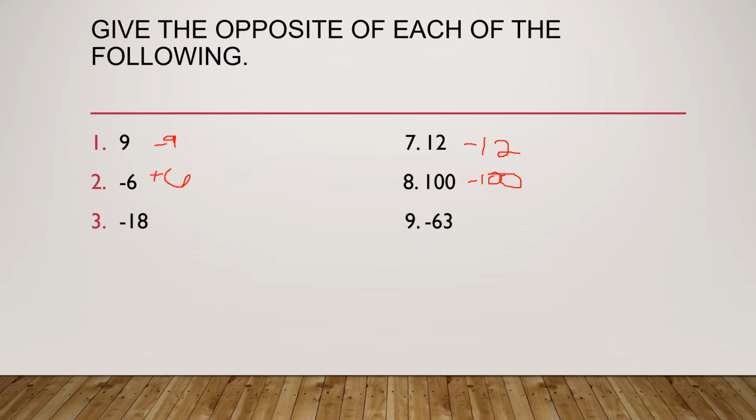The opposite of negative 18 is, of course, 18. Negative 63 is 63. And 40 is negative 40. For 75, of course, negative 75. Okay. For negative 23 is positive 23 or 23. Number 6, we have 14, so that's negative 14.